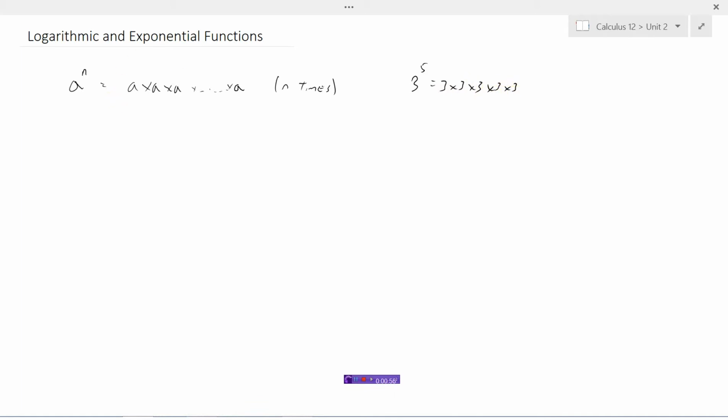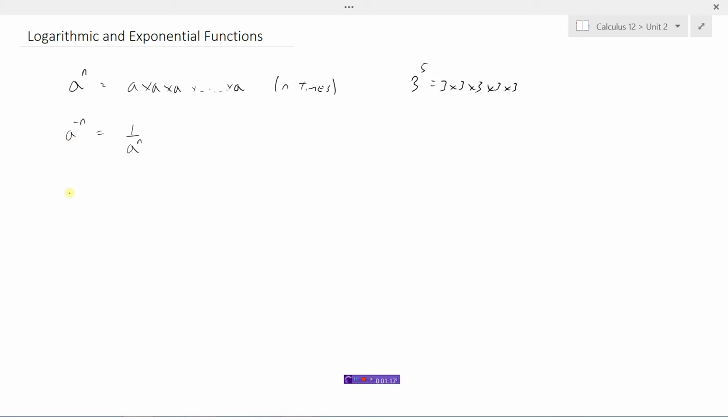Other exponent laws that you've learned: remember, if the exponent is negative, that means we take the reciprocal of the base. So instead of a to the power of negative n, I can write this as 1 over a to the power of positive n. So a negative exponent means take the reciprocal of the base.